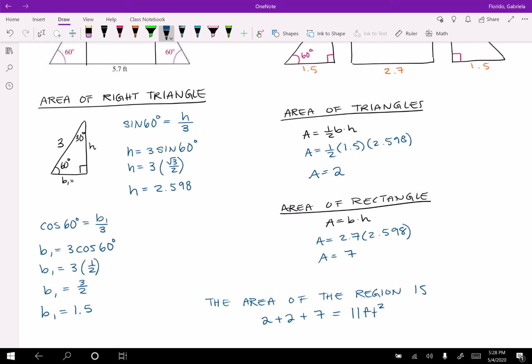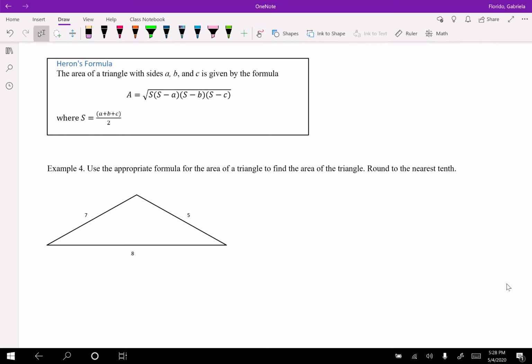Last thing I want to talk about is Heron's formula. And Heron's formula says that the area of a triangle with sides A, B, and C is given by this formula. And so if we're given a triangle with just the sides, with no angles at all, then we cannot use our previous method. But if we have all the sides, we can use Heron's formula. And so S here is A plus B plus C in the numerator and 2 in the denominator. So let's actually use this formula on example 4.